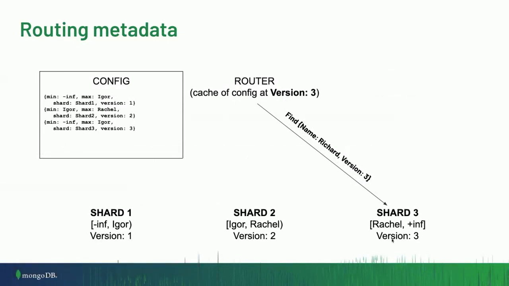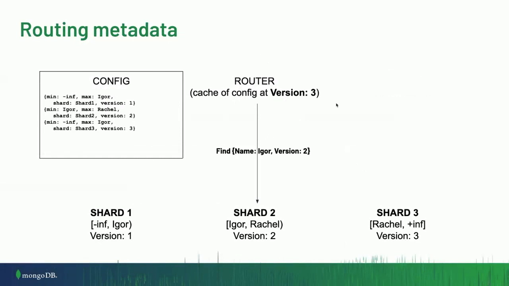And in this case, the cache of the router and the cache of the config match, so the data can be served by shard 3. And similar if there is a request for Igor, which has to go to shard 2. Shard 2 is at version 2, so we just attach that version, and it just matches, and it all works.